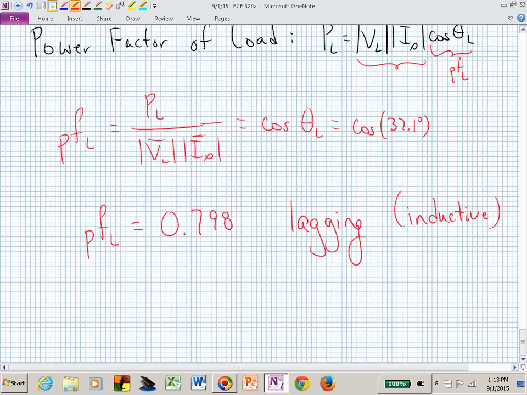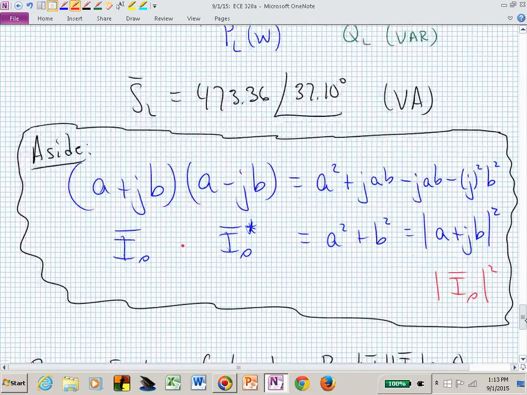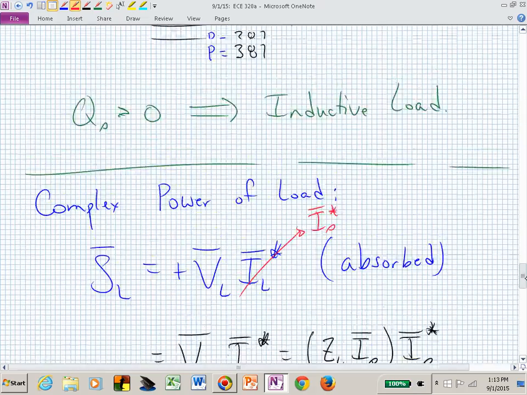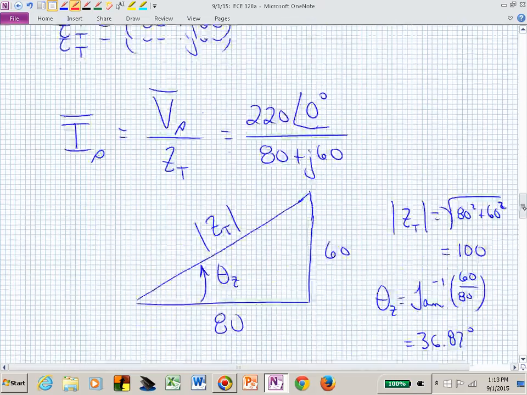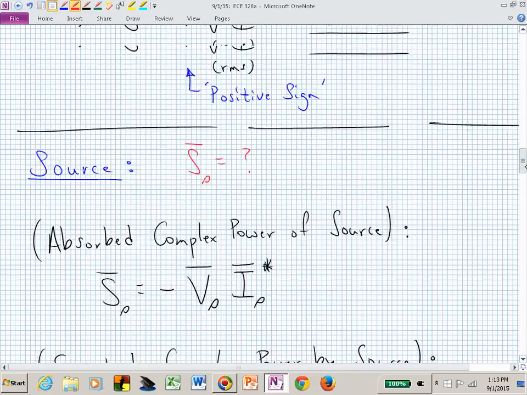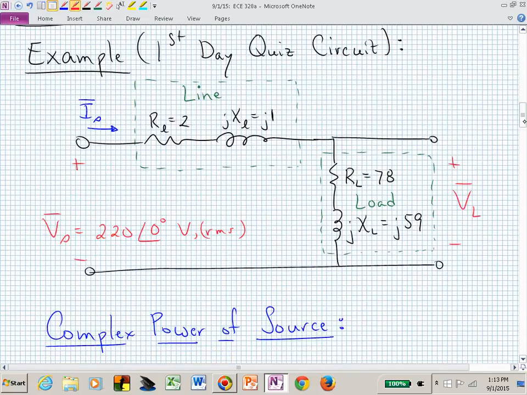Questions on that? Yes. So the question was, do we assume it was inductive because there were only inductors in the circuit? That's one answer. I could have tricked you by making those inductors have a negative reactance. And then it really effectively was a capacitive load that, for whatever reason, was labeled as, or drawn as, an inductor.